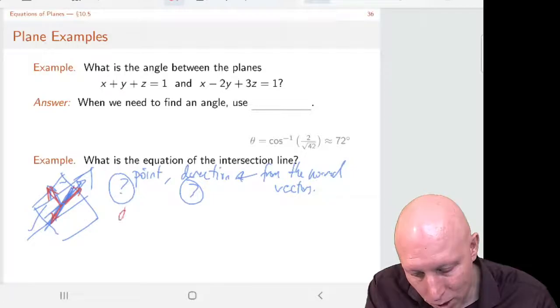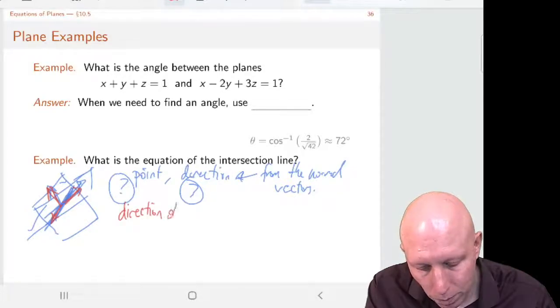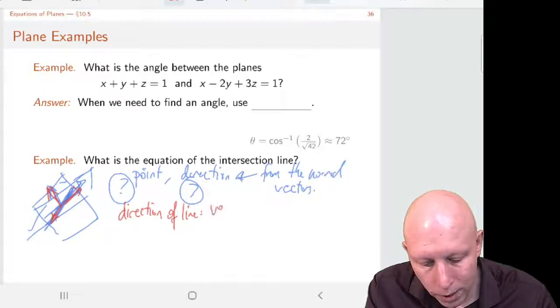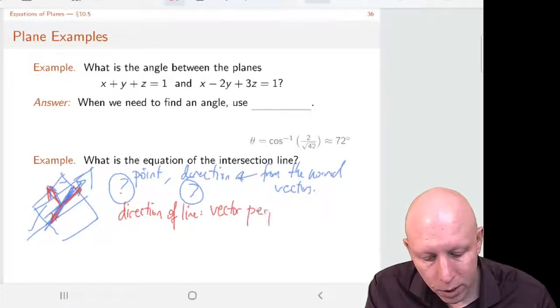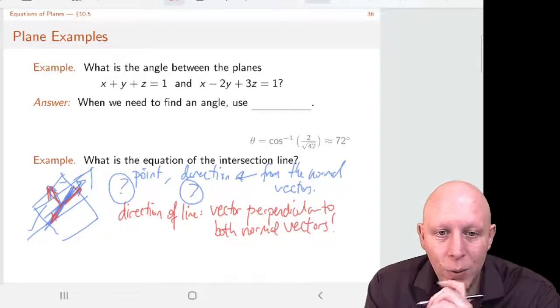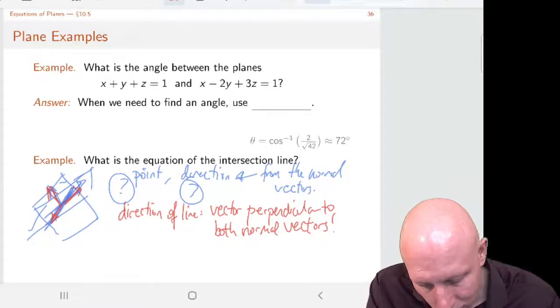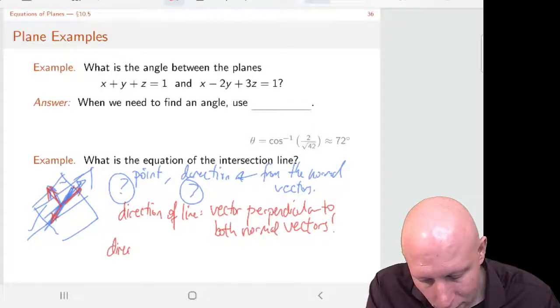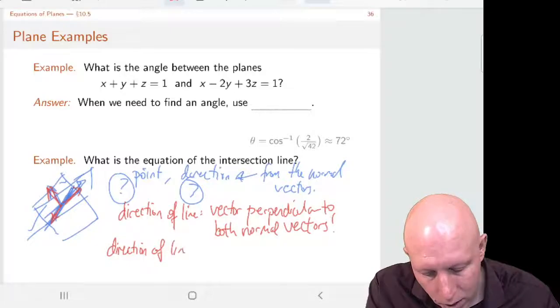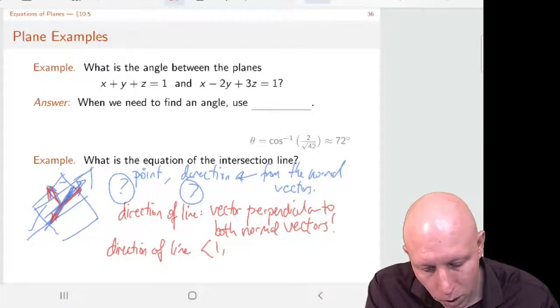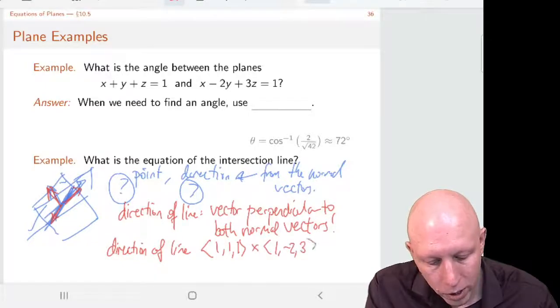So, to get the direction of the line, we want a vector that is perpendicular to both normal vectors. How do you get a vector that's perpendicular to two other vectors? Cross product, right? So the direction of the line is going to be (1, 1, 1) cross (1, -2, 3).